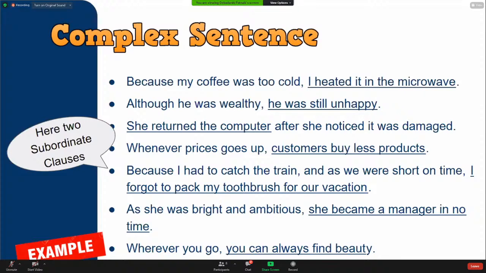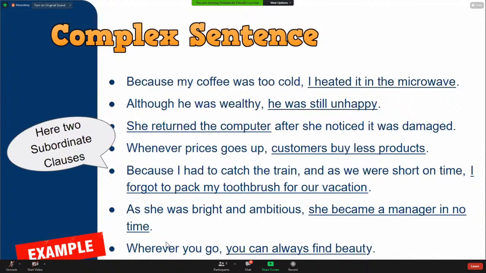I have to focus on 2 words here: whenever and wherever. Whenever मतलब जब कभी, which time? Whenever मतलब कभी भी. Wherever मतलब कहीं भी, कोई भी जगह.